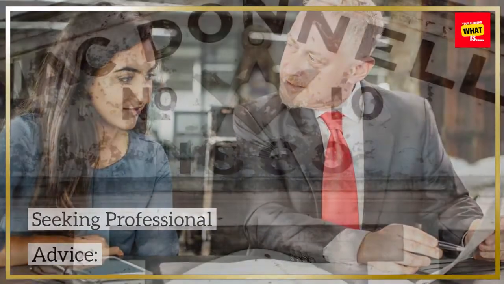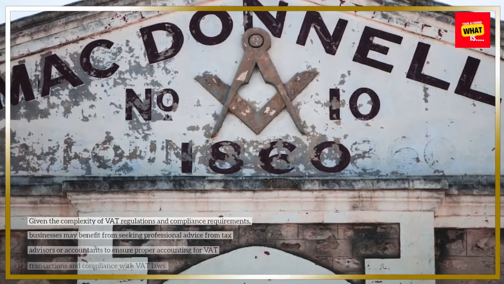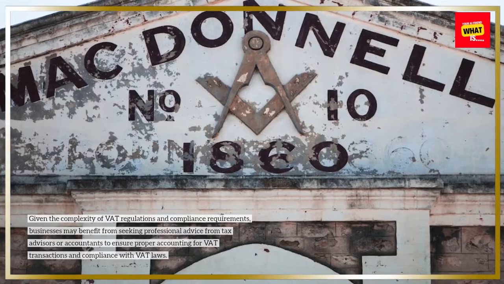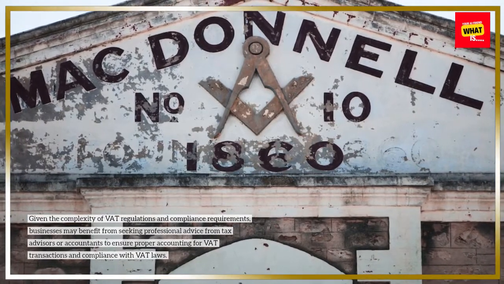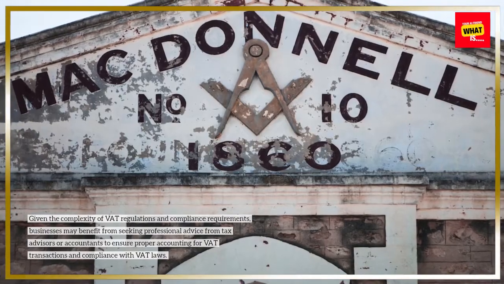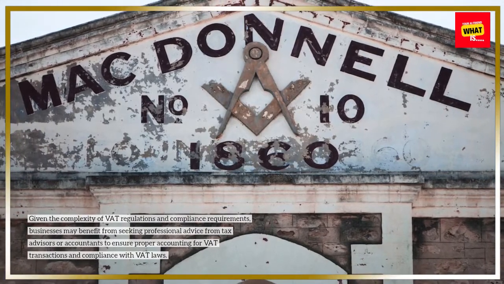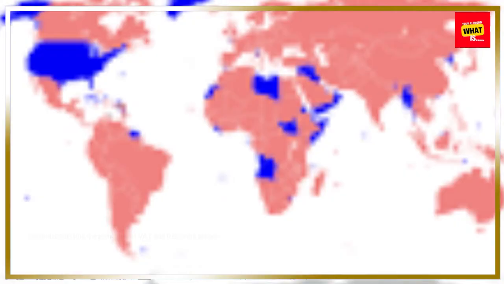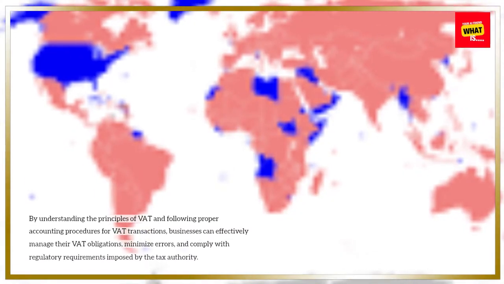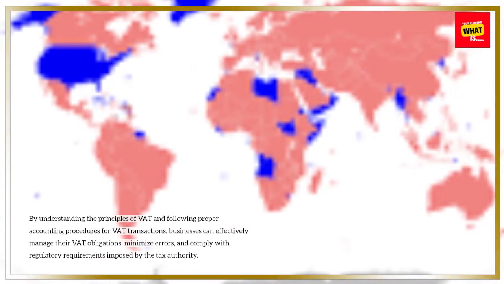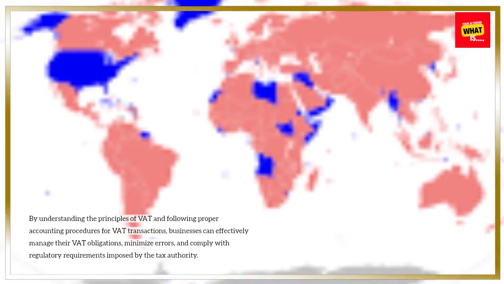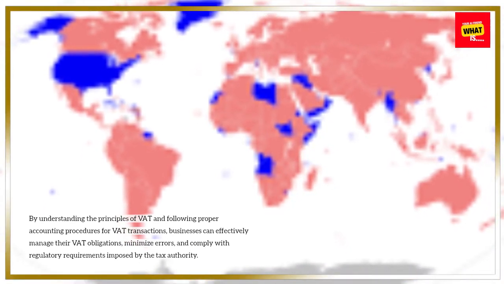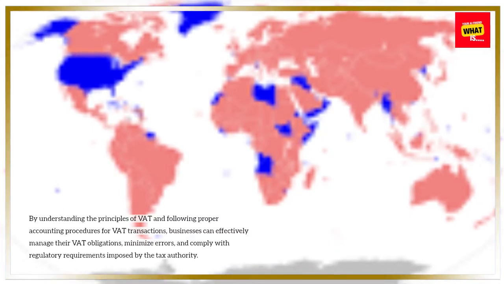Seeking professional advice. Given the complexity of VAT regulations and compliance requirements, businesses may benefit from seeking professional advice from tax advisors or accountants to ensure proper accounting for VAT transactions and compliance with VAT laws. By understanding the principles of VAT and following proper accounting procedures for VAT transactions, businesses can effectively manage their VAT obligations, minimize errors, and comply with regulatory requirements imposed by the tax authority.